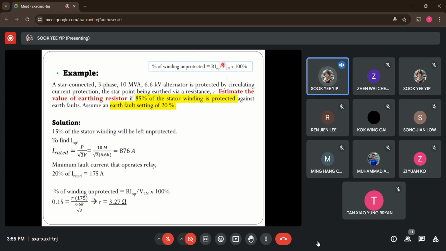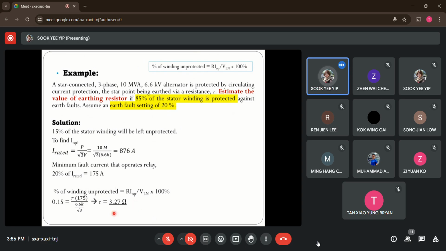Okay. So after you find this, I will need to find what is the phase voltage as well. So take note that the voltage given here is actually in terms of line voltage. So to get the phase voltage, I will have line voltage divided by square root of 3 to put here. So now 6.6 kilovolts divided by square root of 3 is my phase voltage. The percentage is 15%, so it's 0.15 after dividing by 100%. Okay, bring it here, divide by 100%. So the operating current you have found as well, 175. So the earth resistance right now, the answer is 3.27 ohms.